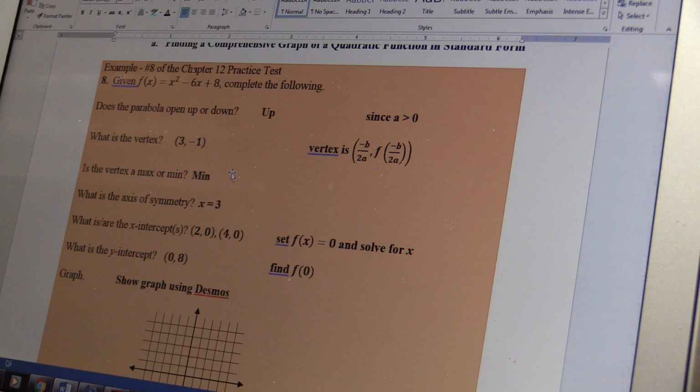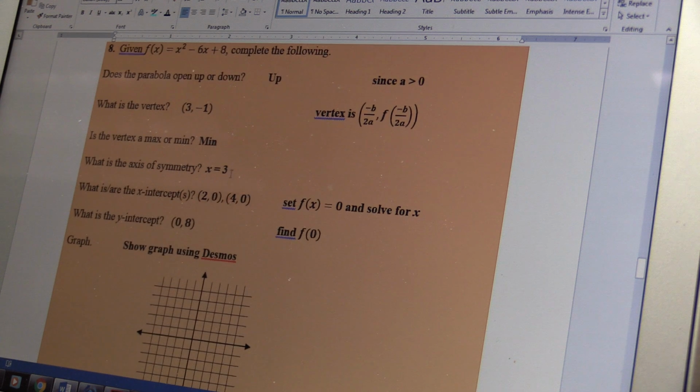Is the vertex a min or a max? Well, since the parabola opens up, it's definitely a minimum. It's the lowest point of your graph because it's the valley. Think of the shape of the parabola: it opens up, so the vertex is that low spot or minimum. That's important if you're looking at application problems and you're trying to find a min or a max.